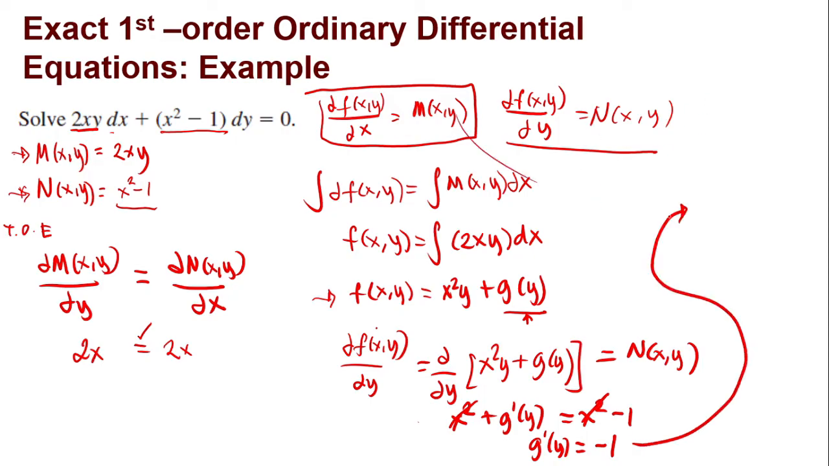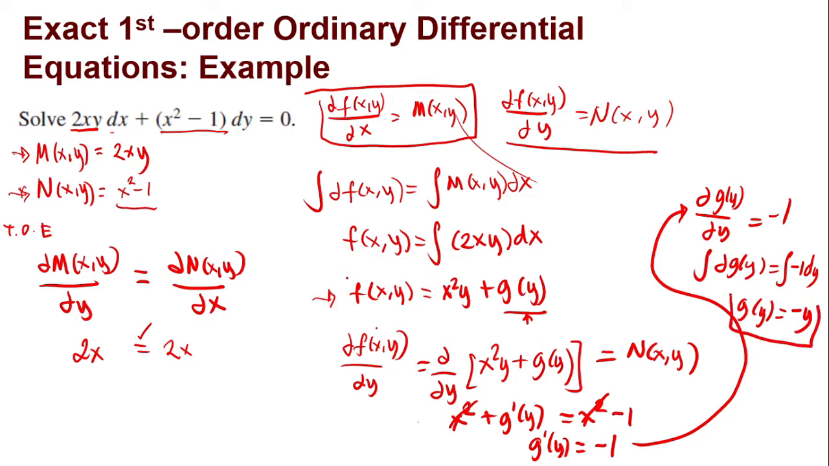To get the value of g of y, we integrate both sides of the equation. So we have the derivative of g of y with respect to y equals negative 1. So the integral of g prime of y equals the integral of negative 1 dy. Our g of y is now equal to negative y. We substitute it back to our function f(x,y) to get our solution.